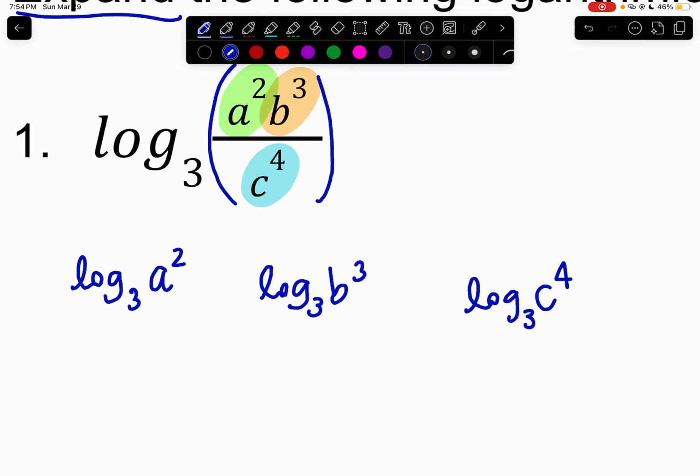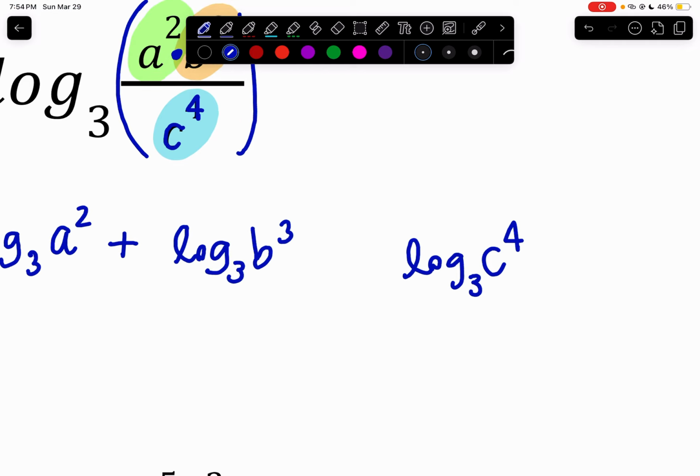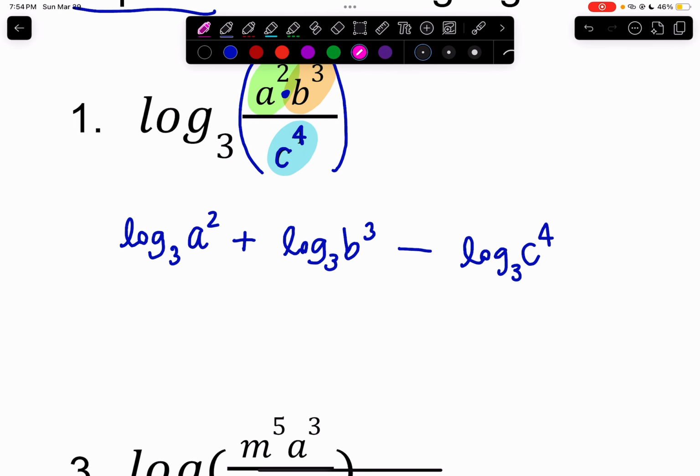All right, now as for the operations between those logs, that is where I'm going to look at what's happening between the components. The a squared and the b cubed are being multiplied, so their logs are going to become added. And then we're divided by c to the power of 4, so the log base 3 of c to the power of 4 is getting subtracted. Awesome. So rule 2 and 3, done.